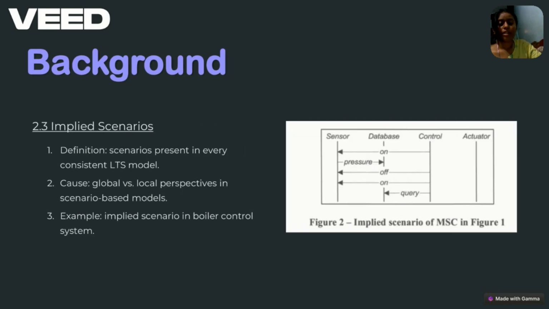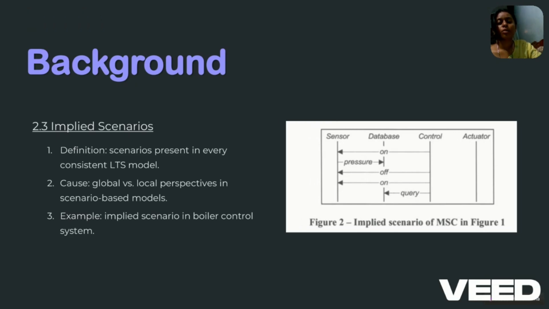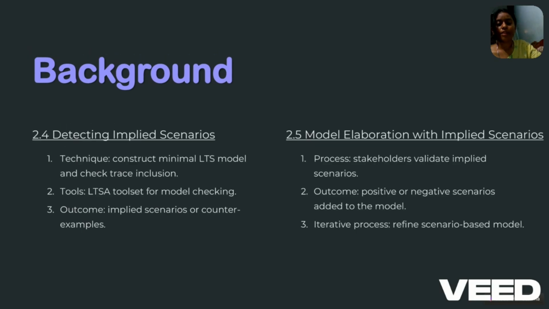Implied scenarios. Implied scenarios are scenarios present in every consistent LTS model. They arise from global versus local perspectives in scenario-based models. An example is implied scenarios in boiler control systems. Detecting implied scenarios: construct the minimal LTS models and check that they raise exceptions. The LTSA tool supports this through model checking. The outcomes are implied scenarios or counterexamples.